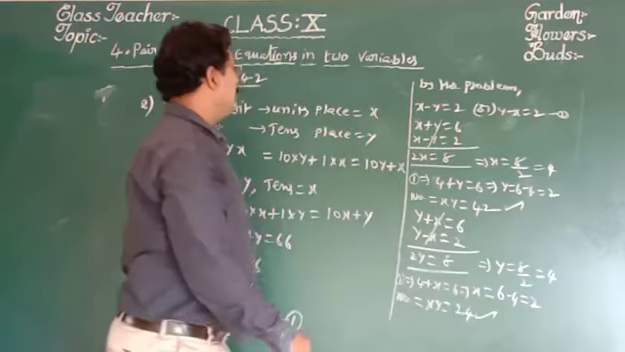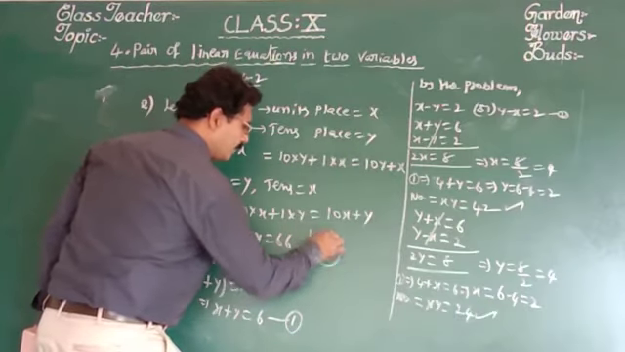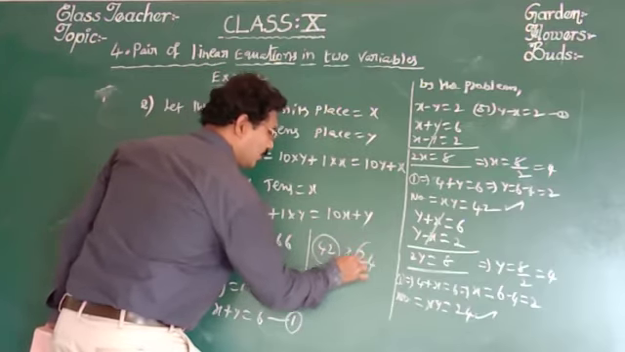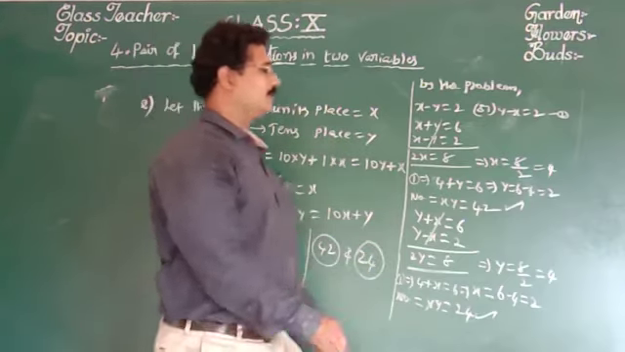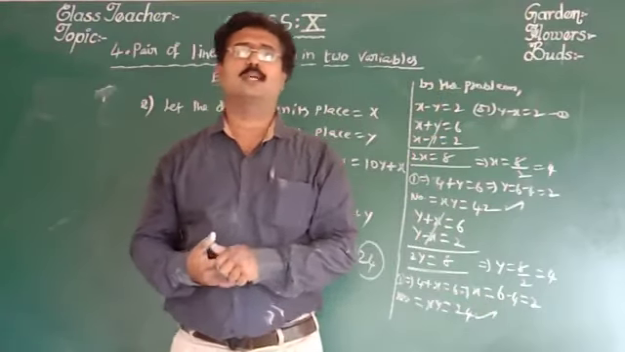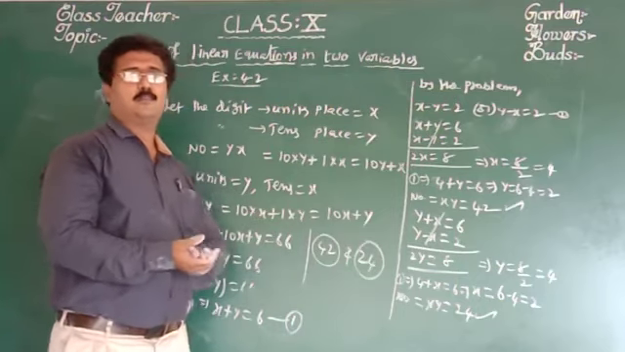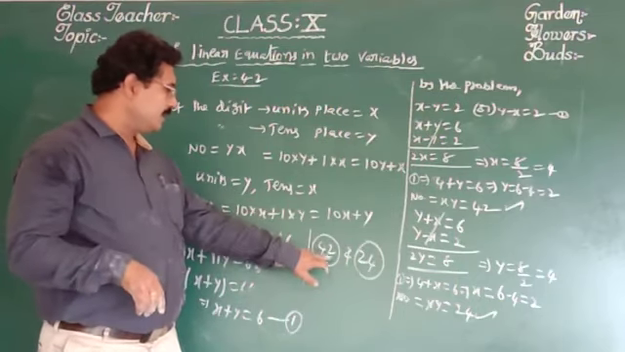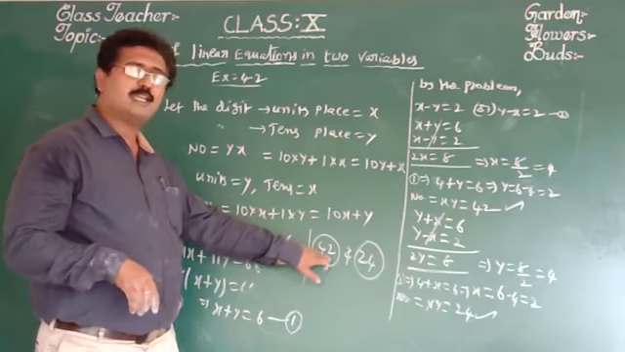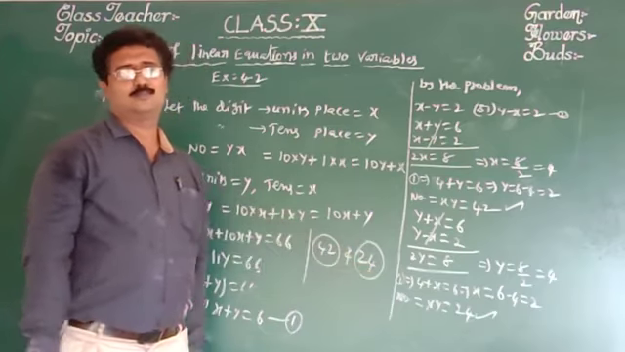Therefore, the numbers are both 42 and 24. Both are correct. This is the way to do the problem. Now verify the problem. Verify the digits: 4 minus 2, the difference is 2.